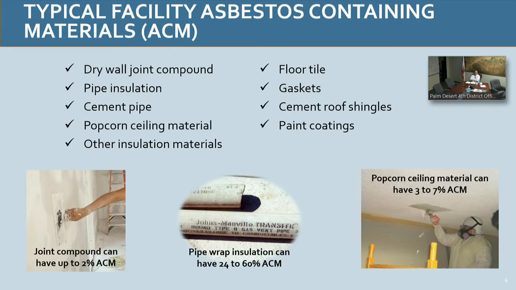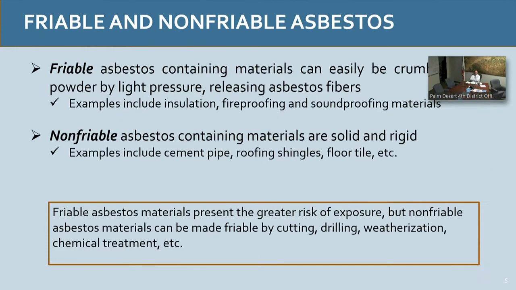So here's an idea of the typical materials that will contain asbestos. It's joint compound in drywall, pipe insulation, cement pipe, floor tile, gaskets. It's a variety of different building materials that people have to be cognizant of. Some of these can contain fairly significant amounts of asbestos. For example, cement pipe can be up to 40% asbestos, so that's pretty substantial.